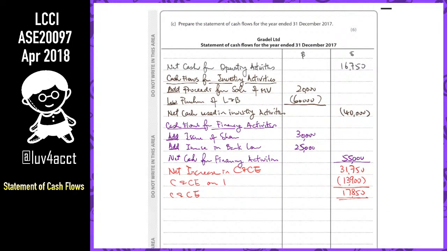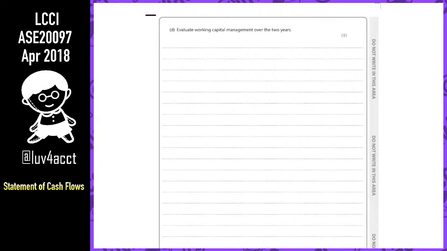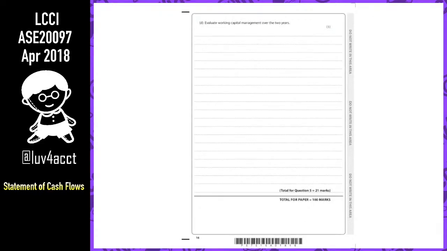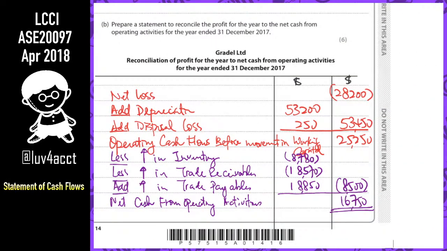What is our year end? Okay, 1st of January, year 2017. 31st December, year 2017. Okay. So we finished this statement of cash flows, and the last part we are asked to evaluate the working capital management over the 2 years. Okay, so there are 3 items that we need to work on. First, these 3. Okay, inventory, trade receivable, trade payables. Okay, and we can see how well we manage them.